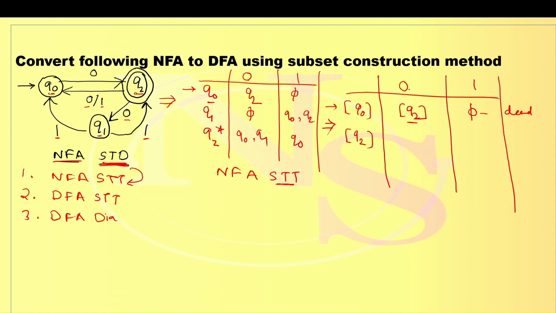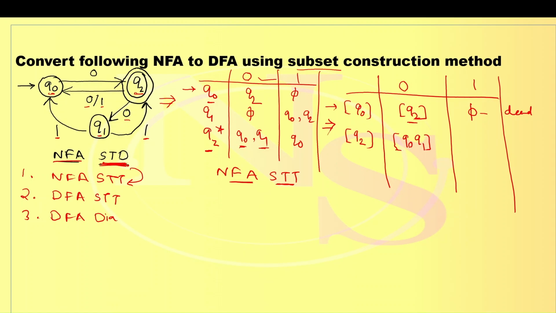Q2 on reading 0 goes to two states, Q0 comma Q1, in the NFA diagram or NFA table. But the deterministic property says that one state reading one symbol should go to only one state. But in the NFA, these are two states. So the subset method says to create a subset. It's very simple. Q2 on reading 0 goes to Q0 comma Q1. Combine these two. Now you may wonder how to combine the two states. I am only combining the names of the states and this becomes your new state.